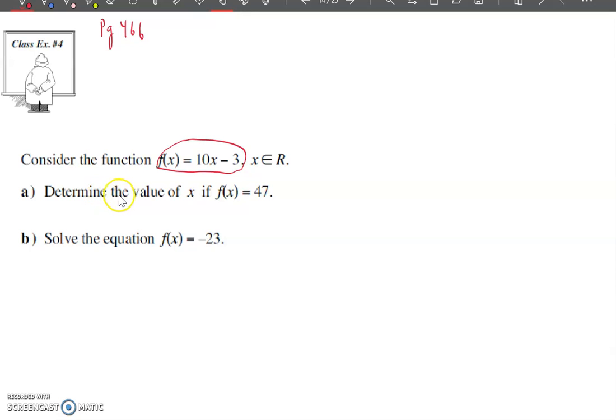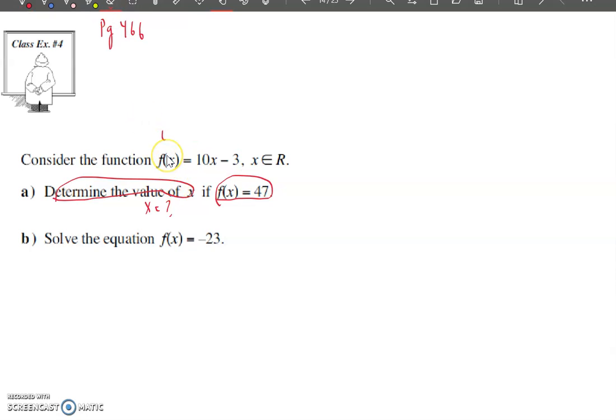First part is saying determine the value of x. This is different. They actually want us to find the value of x. It says determine the value of x. And what is given to us is that the entire function will equal 47. So they're telling you this part will be 47.